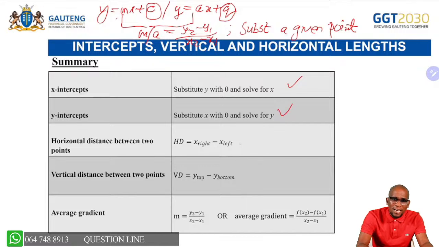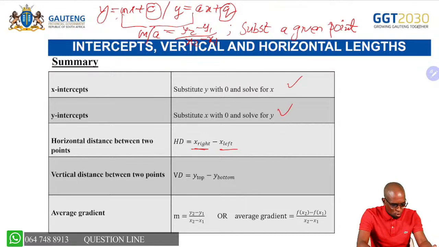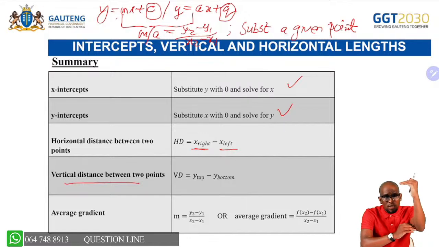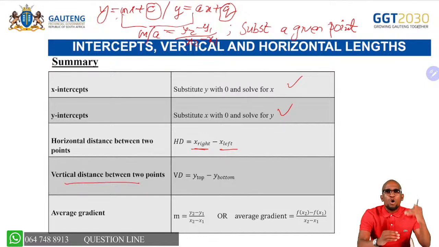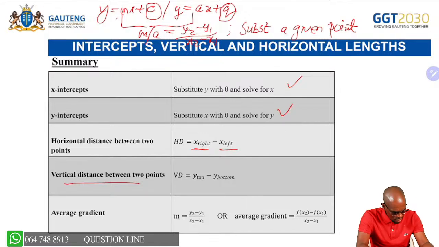Now for horizontal length or horizontal distance, to calculate any horizontal length, you are going to say that you take x on the right minus x on the left. So you always start on the right and then you go to the left. Also, for the vertical distance between points, you will always start with y top minus y bottom, the y value at the top minus the y value at the bottom, or the bigger y value minus the smaller y value.